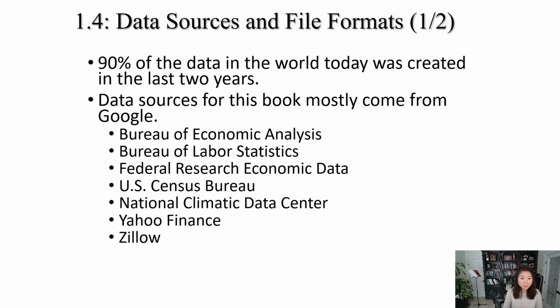So the data sources for this book mostly come from Google, Bureau of Economic Analysis, Bureau of Labor Statistics, Federal Reserve Economic Data, U.S. Census Bureau, National Climatic Data Center, Yahoo Finance, and Zillow. And of course, you can find more data, like I introduced for your project, where you can find movie revenues, and you also go to Rotten Tomatoes. The Rotten Tomatoes website is where you collect the data.